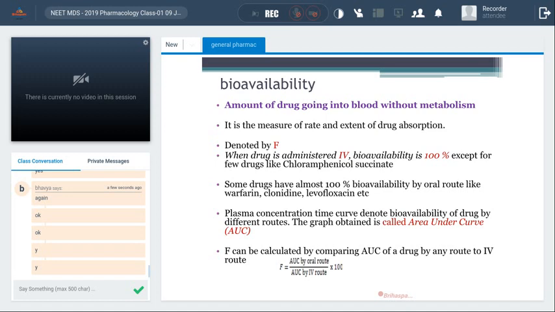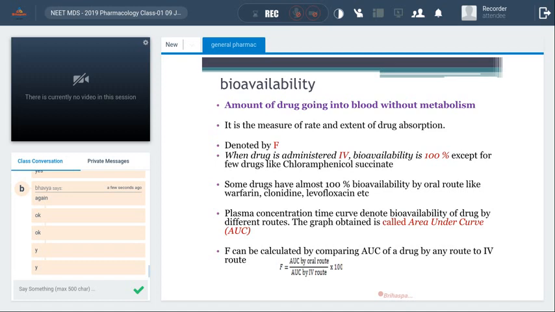So when the drug is administered IV, bioavailability is 100%, as I've already told you. But there are drugs which, even when given by IV route, may not have 100% bioavailability. The example for that is chloramphenicol. Chloramphenicol is an antibiotic. Even when given by IV, this is the only exception. Otherwise, the majority of the drugs have 100% bioavailability.